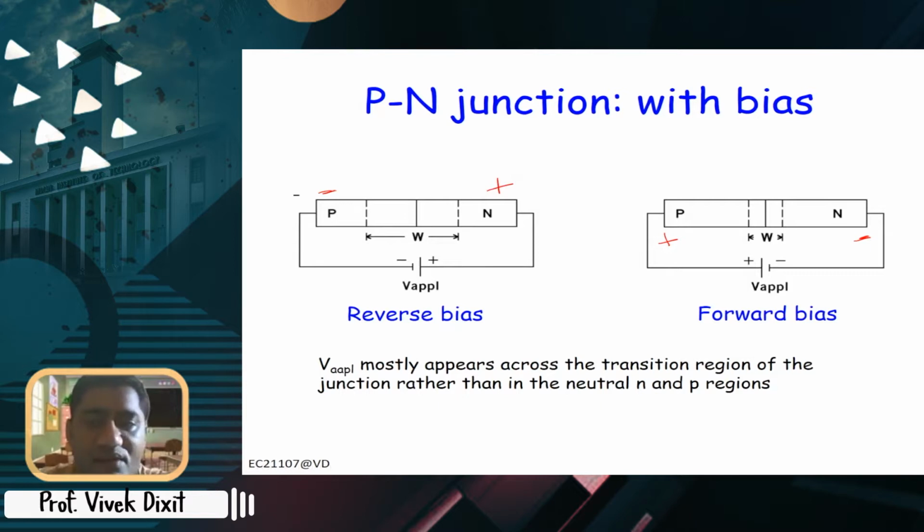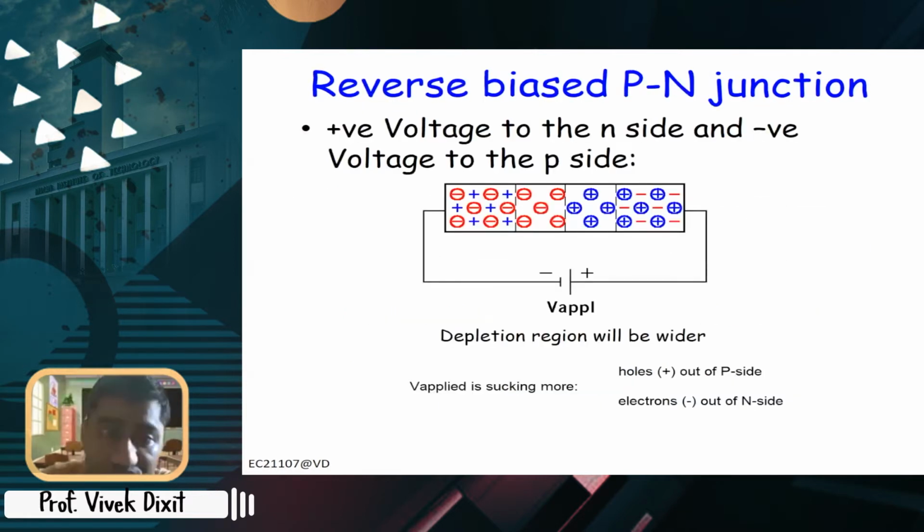Now why do we call it forward bias or reverse bias? If you look at the diagram here, when we apply a positive voltage to the N side, it will attract the electrons, and your depletion region will become wider. Similarly, the negative side here will attract the holes, and your depletion region will become wider. So your overall depletion width will increase.